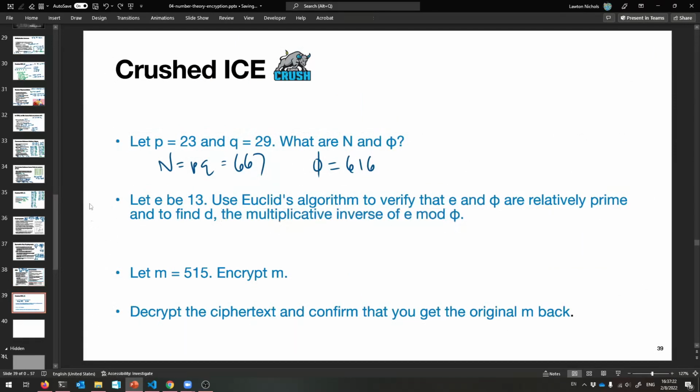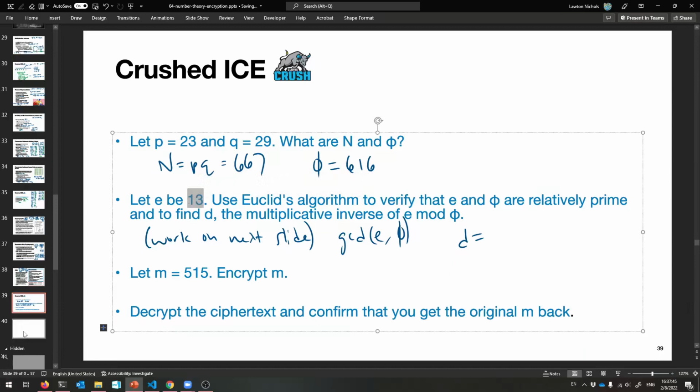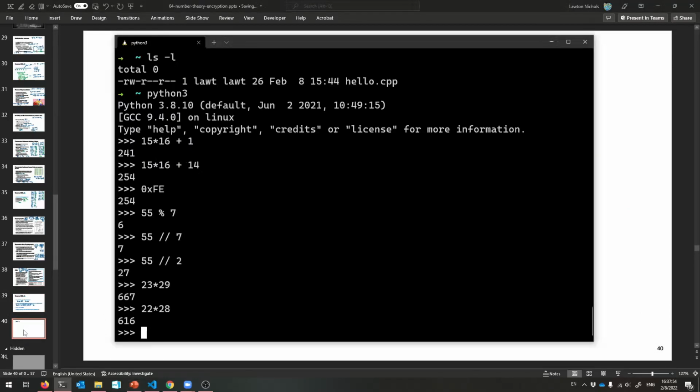So let's do that work on the next slide. I've given myself a blank slide to work on. So we'll do that there. We need to calculate GCD of e and phi, and that will give our multiplicative inverse d. Okay? Are you ready? So e is 13, phi is 616. So we're going to do the extended Euclidean algorithm on those numbers. So 616 and 13. So let's mod them.